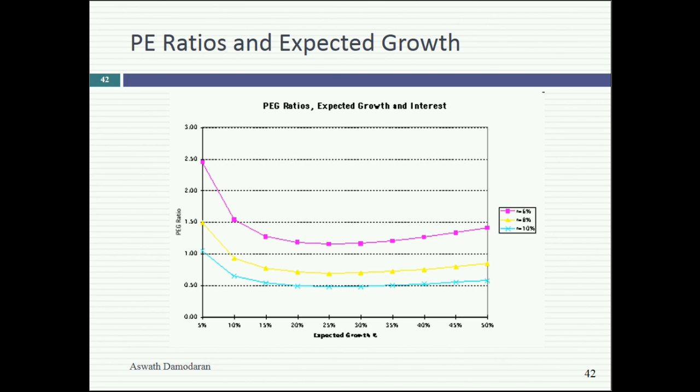So let's summarize here. You got risk, you got return on equity and growth, just like with PE ratios. Risk and return on equity affect PEG ratios exactly the same way as they affect PE ratios. Higher risk lowers PEG ratios, higher return on equity increases PEG ratios. But growth, the effect can cut in both directions depending on which direction you're coming from.